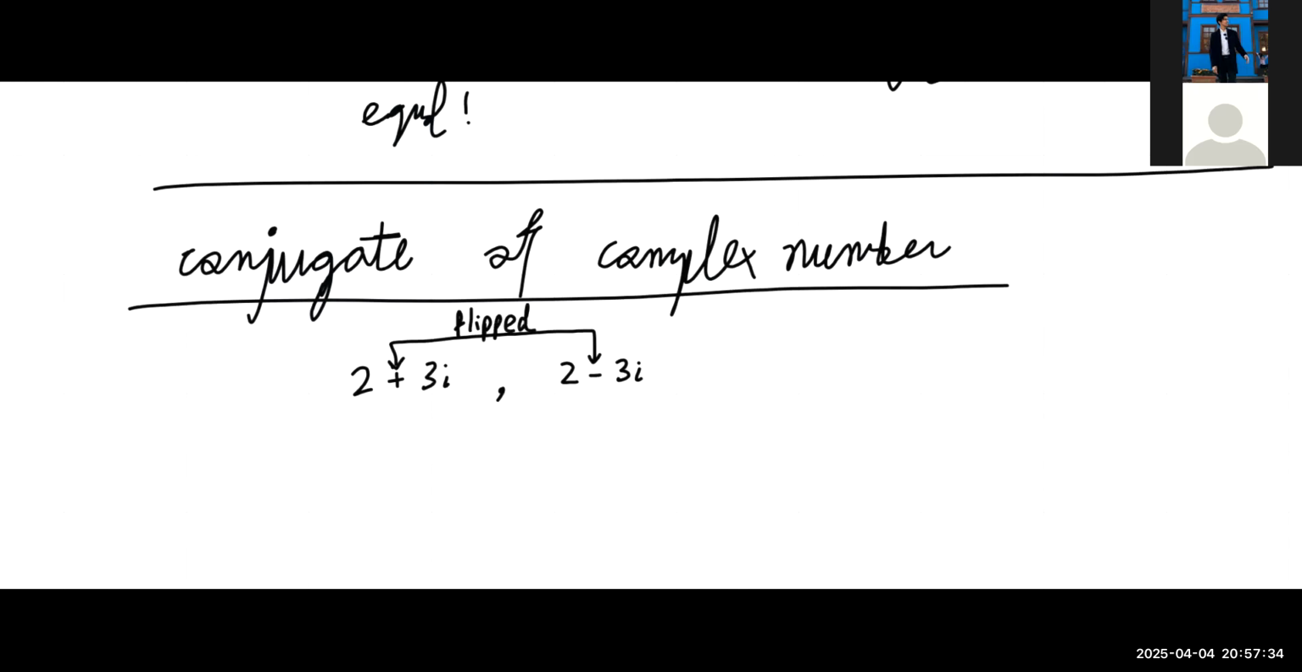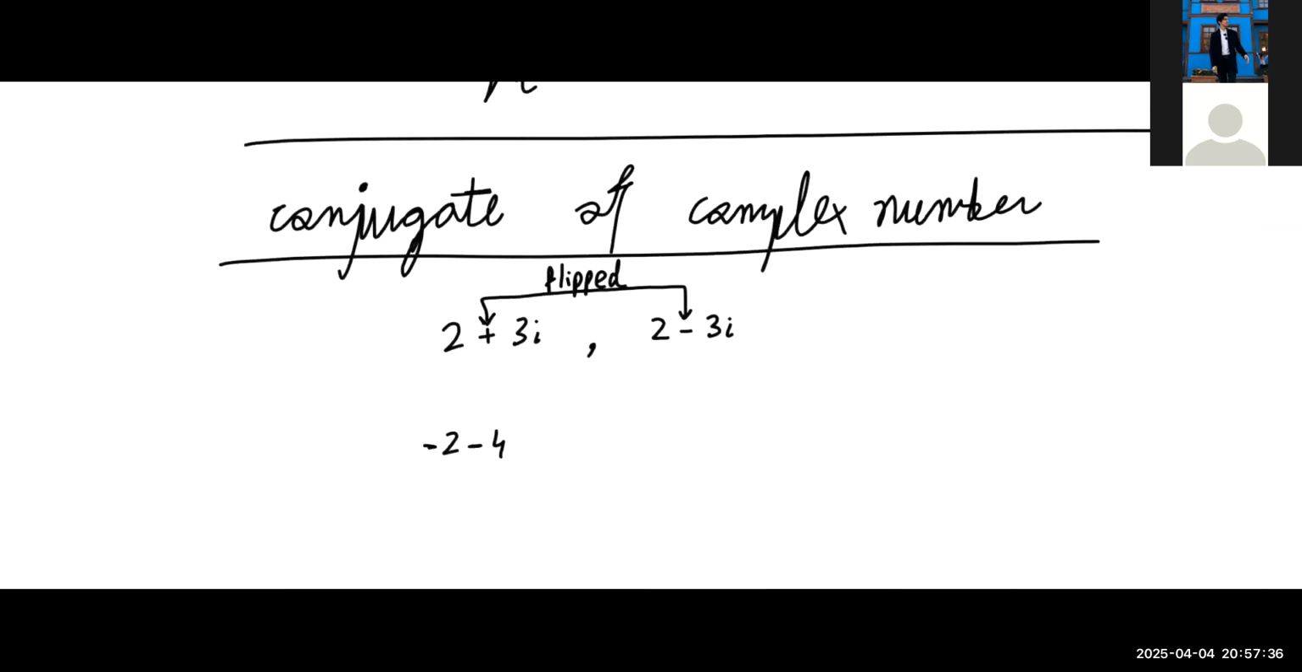For example, -2 minus 4i. What do you think the conjugate of this is? -2 plus 4i. Exactly. A lot of people make the mistake of flipping the sign of the real part also, but don't do that. Conjugate only has the imaginary part flipped. So be very careful.